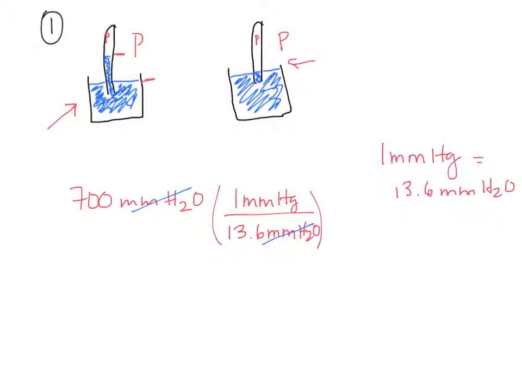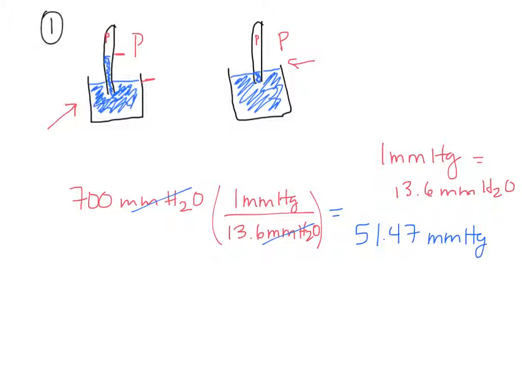My millimeters of water cancel out, and I divide by that to find out the pressure that really is only there because the water's in the tube, not created by my gas. So for me, when I calculate that out, that gives me 51.47 millimeters of mercury. Okay.